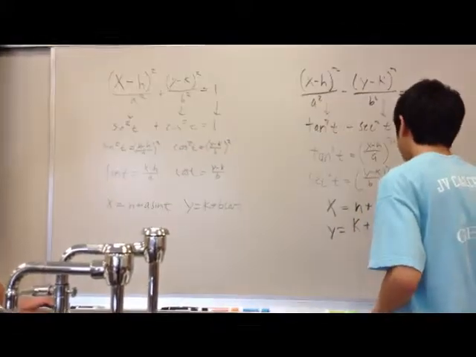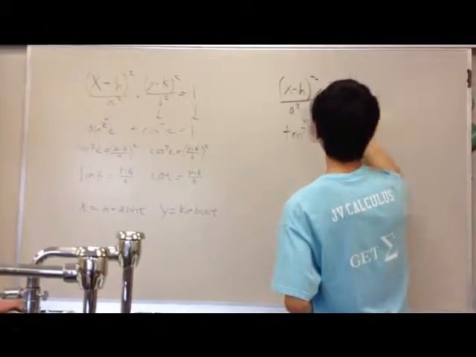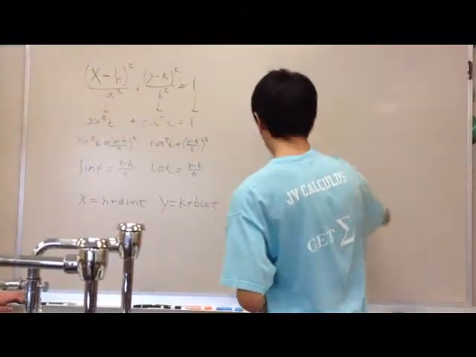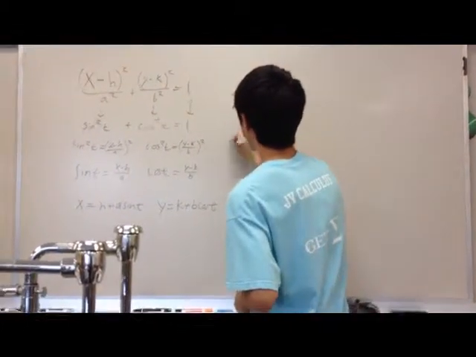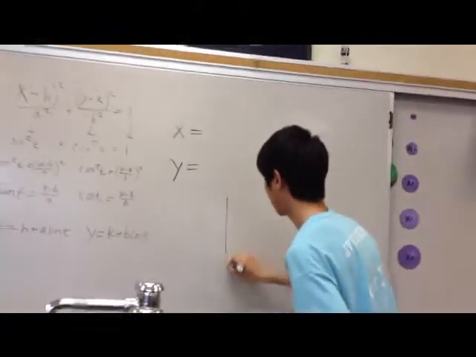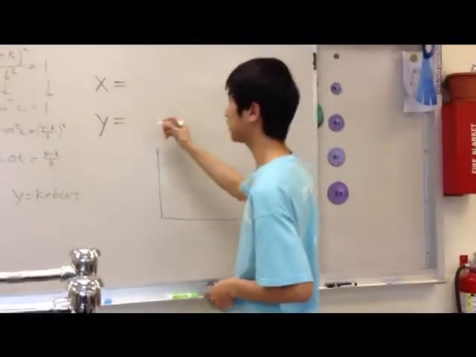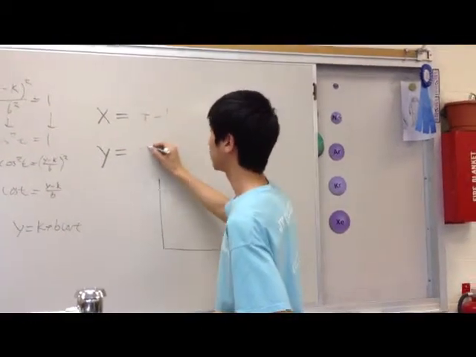And as for graphing parametric equations, your x-coordinate and your y-coordinate are determined by separate equations. So let's say x equals t minus 1 and y equals t plus 2.